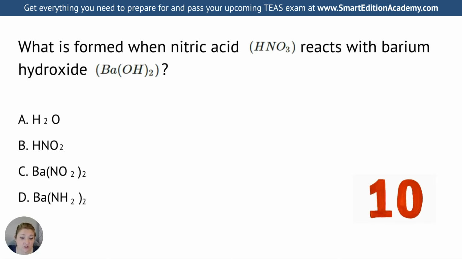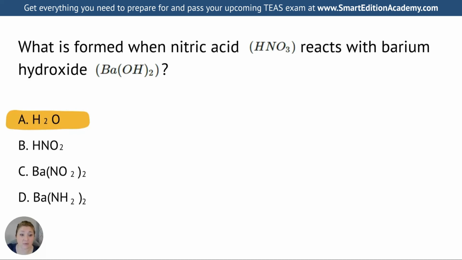So looking at our answer choices here, we have H2O, HNO2, BaNO2, or BaNH2. Our products of this reaction are going to be the salt, which is BaNO3, and water. We don't have BaNO3 as an answer choice, but what we do have is water. So that is a product that is formed from the acid and base neutralization.